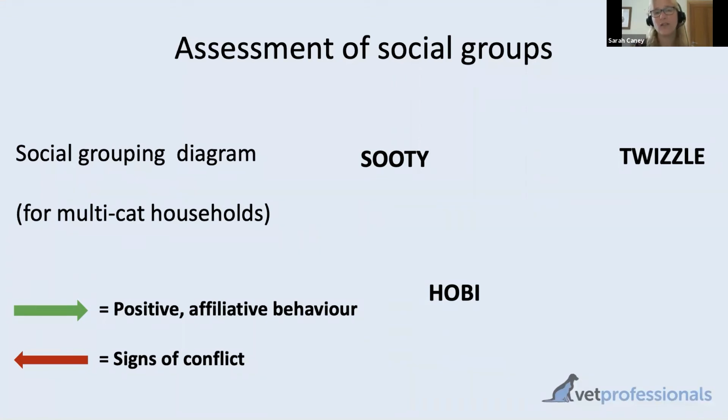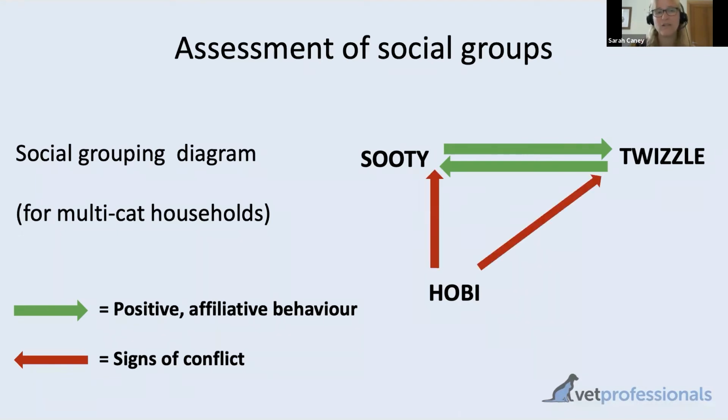The next useful thing to do is to write their names down on a piece of paper and observe them. When you see positive affiliative behaviour shown from one cat to another, you draw an arrow, and I've shown an arrow in green in this example. So Twizzle nudged Sooty, so that was a nice green arrow, and Sooty groomed Twizzle, so that's a green arrow going back from Sooty to Twizzle. Unfortunately, Hobie, who was the newcomer to the household, didn't get any love from Sooty or Twizzle, but also gave negative vibes to both of them.